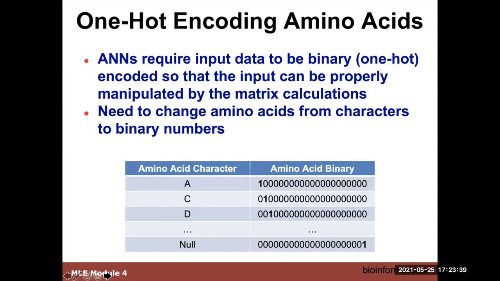Key to neural nets, and we emphasized this before with the iris one, they have to do the same thing with sequence data, is encoding, one-hot encoding, so the input can be manipulated using matrix calculations, using dot products and vector products. So we need to be able to change our amino acids from A and C and D, which are single letter characters, to, and we'll call this amino acid binary. So in this case, there's 20 or 21 locations because there's 20 amino acids. And then we've introduced a special amino acid called the null amino acid.